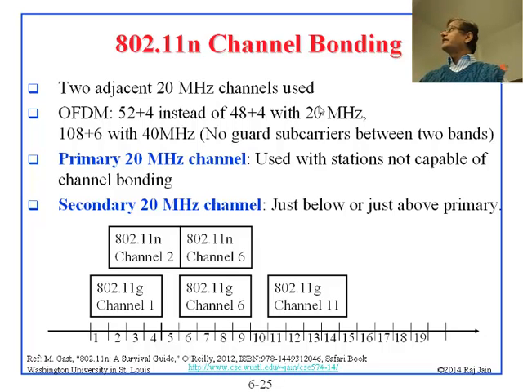In 40 megahertz, we don't have to have that guard in the middle, and so you have 108 data channels. So basically, you see from 48 to 108 is more than a factor of 2, 96 plus 12. So with 40 megahertz, you get more than a factor of 2.